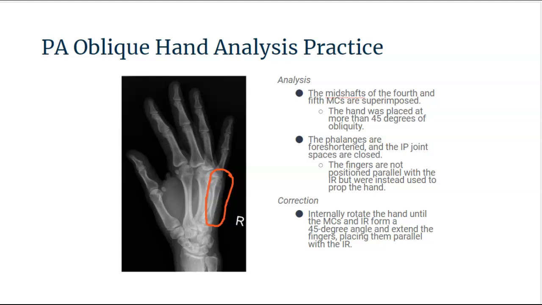We need to make sure that the hand is up and that the fingers are in a 45-degree oblique and that they are positioned parallel with the IR. Also, for this excessive rotation, you want to make sure that you internally rotate that hand until it is at that 45-degree angle with the IR.